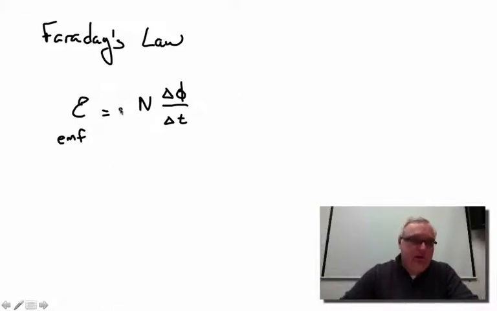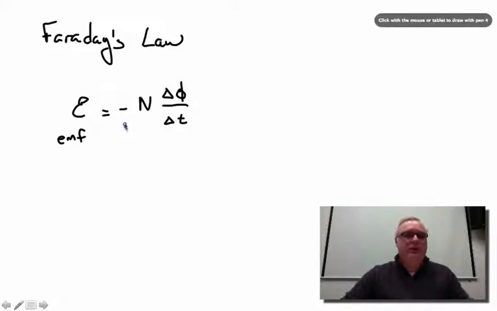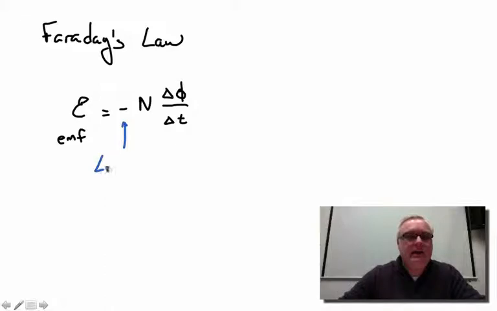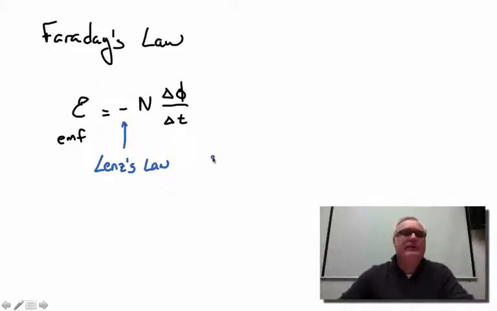Now if you look on the formula sheet, there's a negative sign in front of this formula, and believe it or not, that little negative sign is probably one of the more difficult things that you will learn in Physics 12, and it's something called Lenz's law. We're going to devote basically a whole video to Lenz's law later, but we'll come back to Lenz's law in a future video. For right now, let's actually go through an example of how we would use Faraday's law.